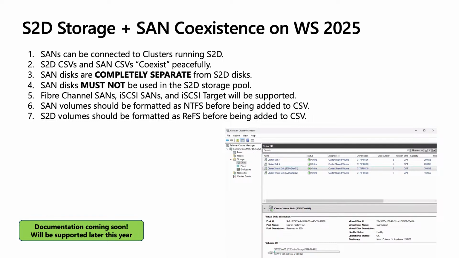So you can connect a Fibre Channel or iSCSI SAN directly to your failover cluster that's running S2D. And the CSV volumes, the cluster shared volumes, can coexist peacefully. But the disks on the SAN are completely different than the disks that are in the S2D storage pool, so the disks do not commingle at all. At any time, technically, you can disconnect your SAN and move it to another server if you wanted to. Another interesting thing here is that currently you have to format the SAN LUN volumes as NTFS, but the S2D volume should be formatted as ReFS. So I'm very excited about supporting this scenario. This should be really, really good.